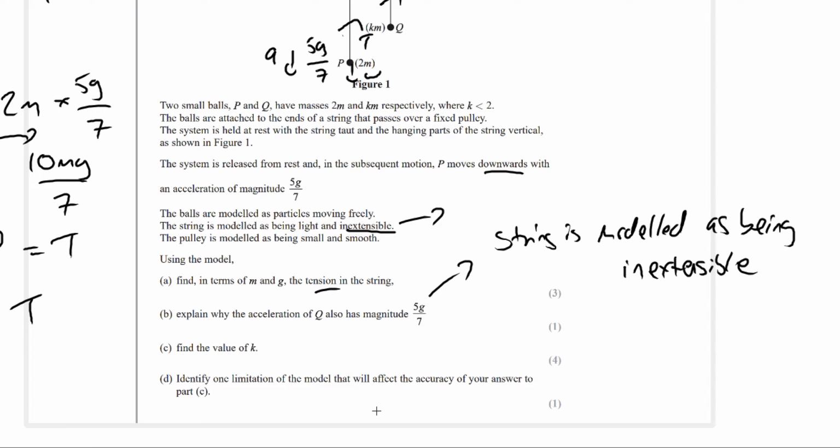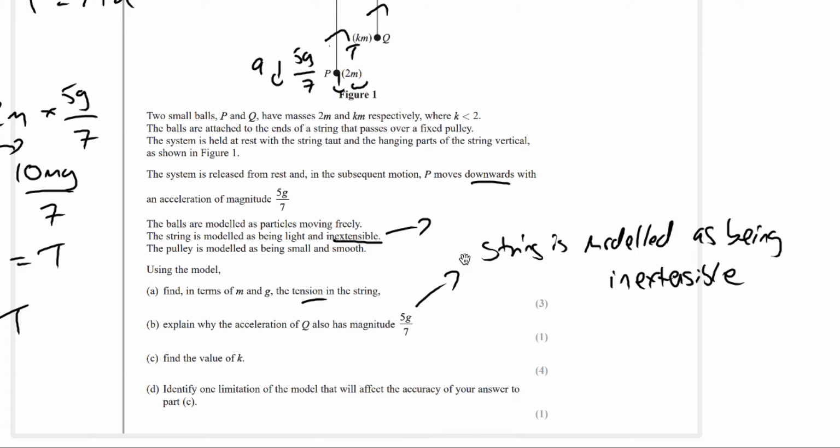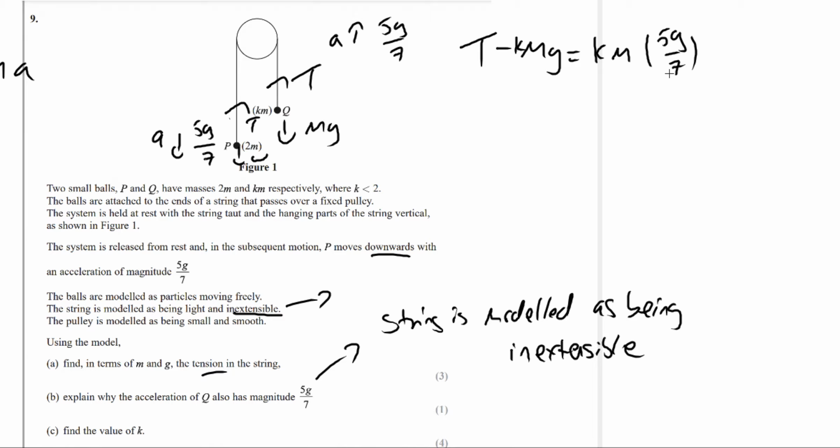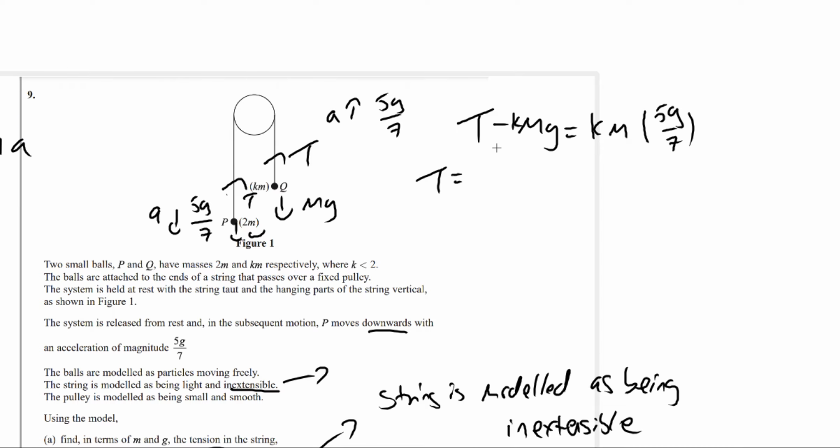Part C, find the value of k. Here we're going to look at what's happening at Q. At Q we have tension going up and mg going down. We know that the acceleration here is going upwards at 5g/7. So we do tension minus mg is equal to, and here we need to be careful, because the mass is km, so it's kmg going down, and it's going to equal km times 5g/7. We can rearrange because we know what the tension is, since we found it in part A: 4/7 mg. So we have 4/7 mg minus kmg is equal to kmg times 5/7. It's a very odd way of writing it.